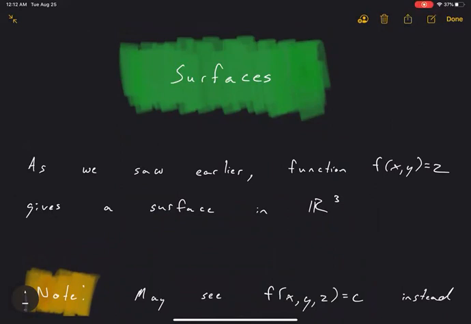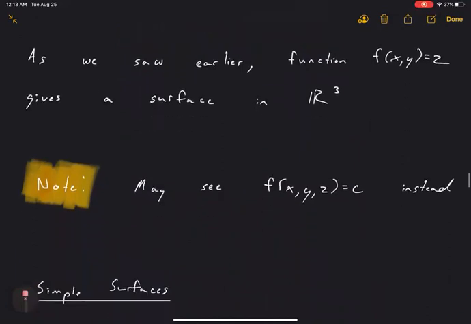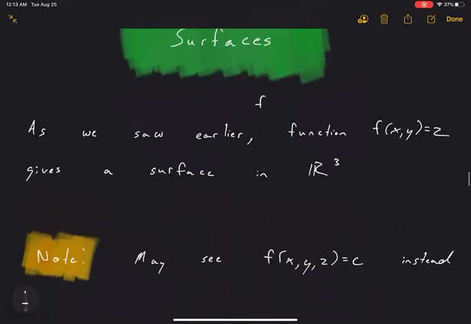As we saw earlier, the surfaces, basically the graphs of functions, are going to have the form f of x, y equals z. That's going to give us a surface in R3. And a quick note: remember in R2, we usually had f of x equals y. For example, let's consider a line, y equals 3x plus 4.